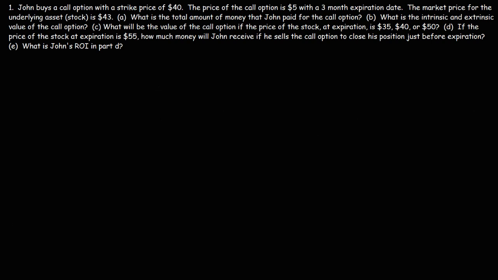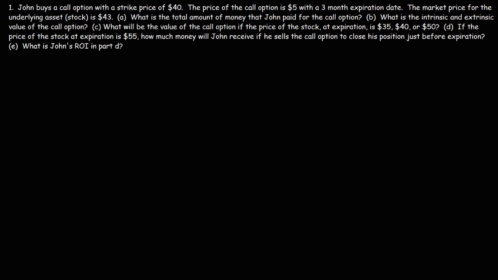Number one, John buys a call option with a strike price of $40. The price of the call option is $5 with a 3-month expiration date. The market price for the underlying asset, that is the stock, is $43. Part A, what is the total amount of money that John paid for the call option?